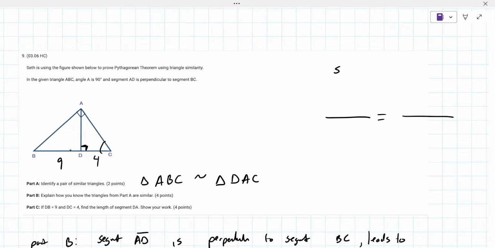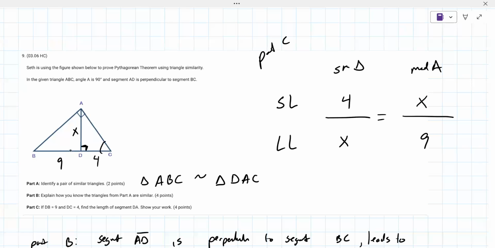We're looking at the small triangle and the medium triangle. In the small triangle, the short leg is 4. The long leg, we don't know. We're going to call that X. This is part C. And then in the medium triangle, the short leg is X and the long leg is 9. So we know that X squared equals 36, or X equals 6.